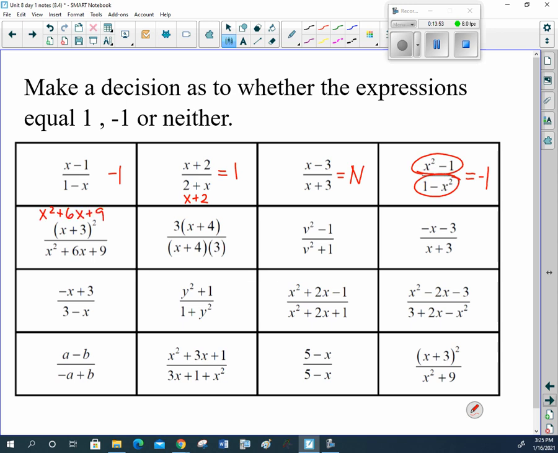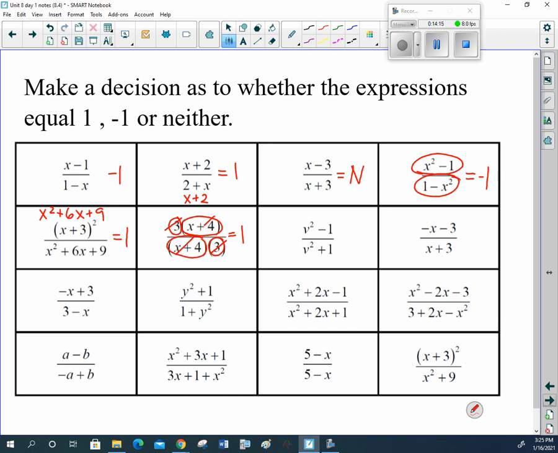Okay, and that's exactly the same as what the bottom is, so that would equal 1. All right, the next one, I notice I've got a positive 3 in the numerator, positive 3 in the denominator, x plus 4 here, x plus 4 here. Everything looks the same, so that's going to reduce to 1. Those are going to reduce, and those are going to reduce. So that reduces to 1.